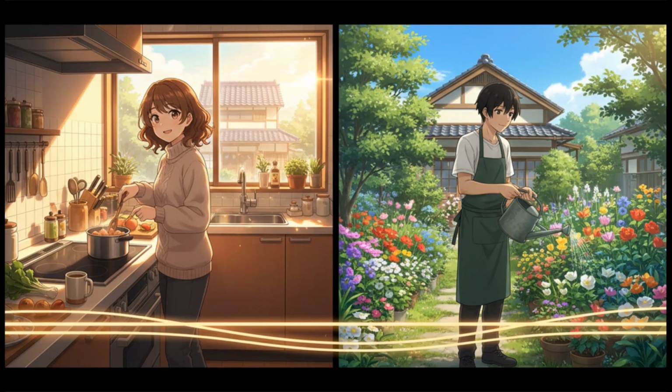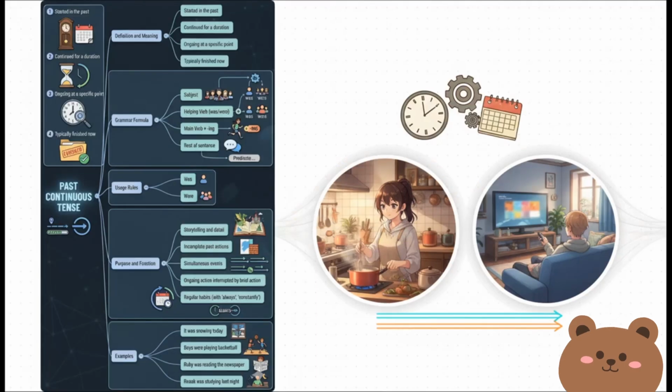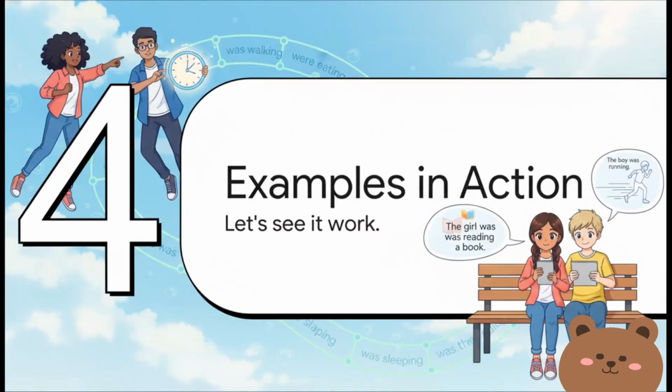And finally, superpower number 3, describing parallel actions. This is what you use when you want to show that 2 or even more things were happening at the exact same time in the past. Right? It's all about those 2 parallel arrows you see here. It's like while I was cooking dinner, my roommate was watching TV. 2 different ongoing actions happening side by side at the very same time. All right, we've covered the what, the how, and the why. So to wrap things up, let's just do a quick lightning round of examples from our source material and see this all come together in the wild.